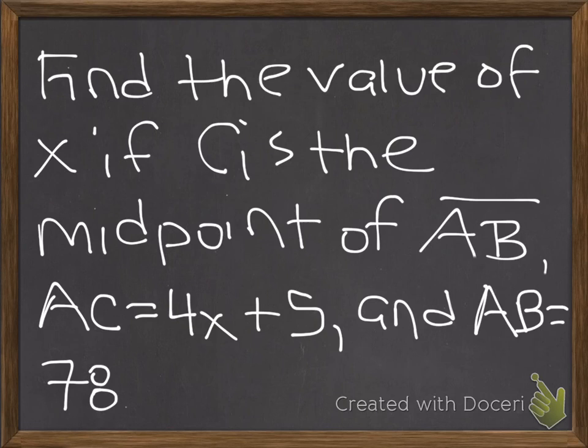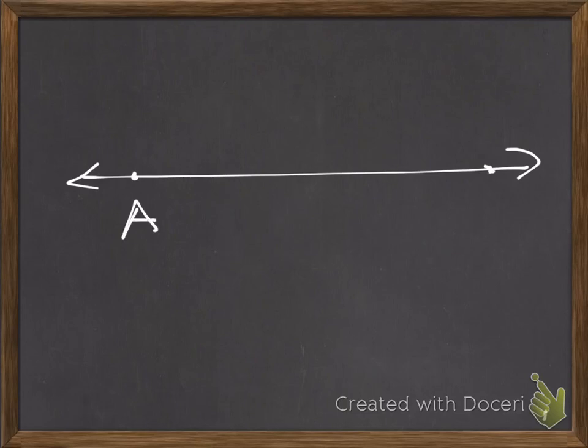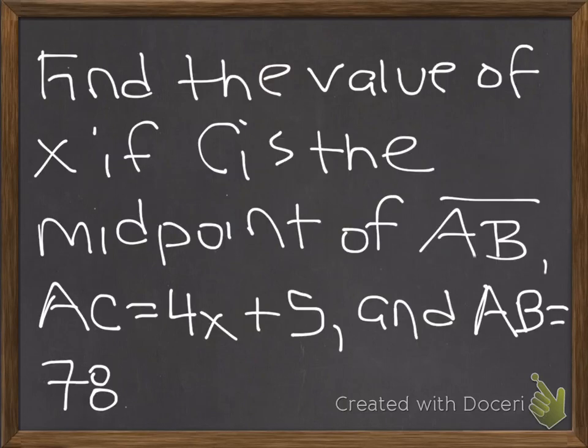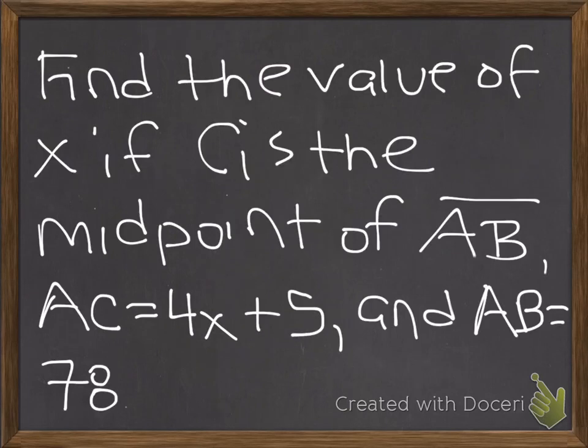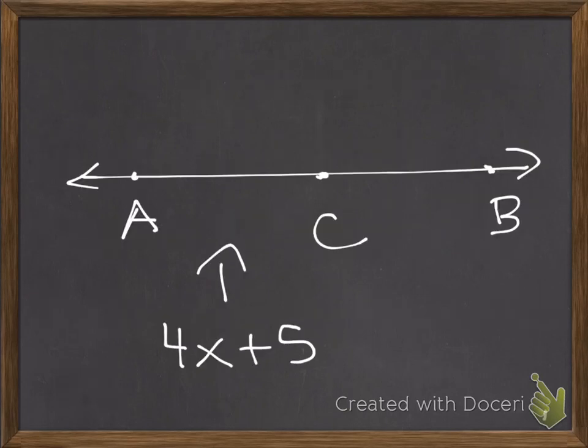And the last one, find the value of x if C is the midpoint of AB. So you're going to do, again, I would always draw a visual, because it's saying that C is the midpoint. And then we're labeling AC as 4x plus 5. And AB as 78.